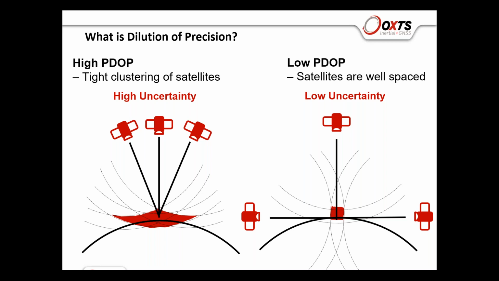Spatial distribution of satellites. If you've got a high dilution of precision, such as in an urban canyon where you've got lots of buildings on the edge, you get a very tight clustering of satellites, which could lead to a relatively high positional uncertainty. If you're out on a proving ground, the satellites in view are well spaced, and this means that you've got a much lower level of uncertainty.